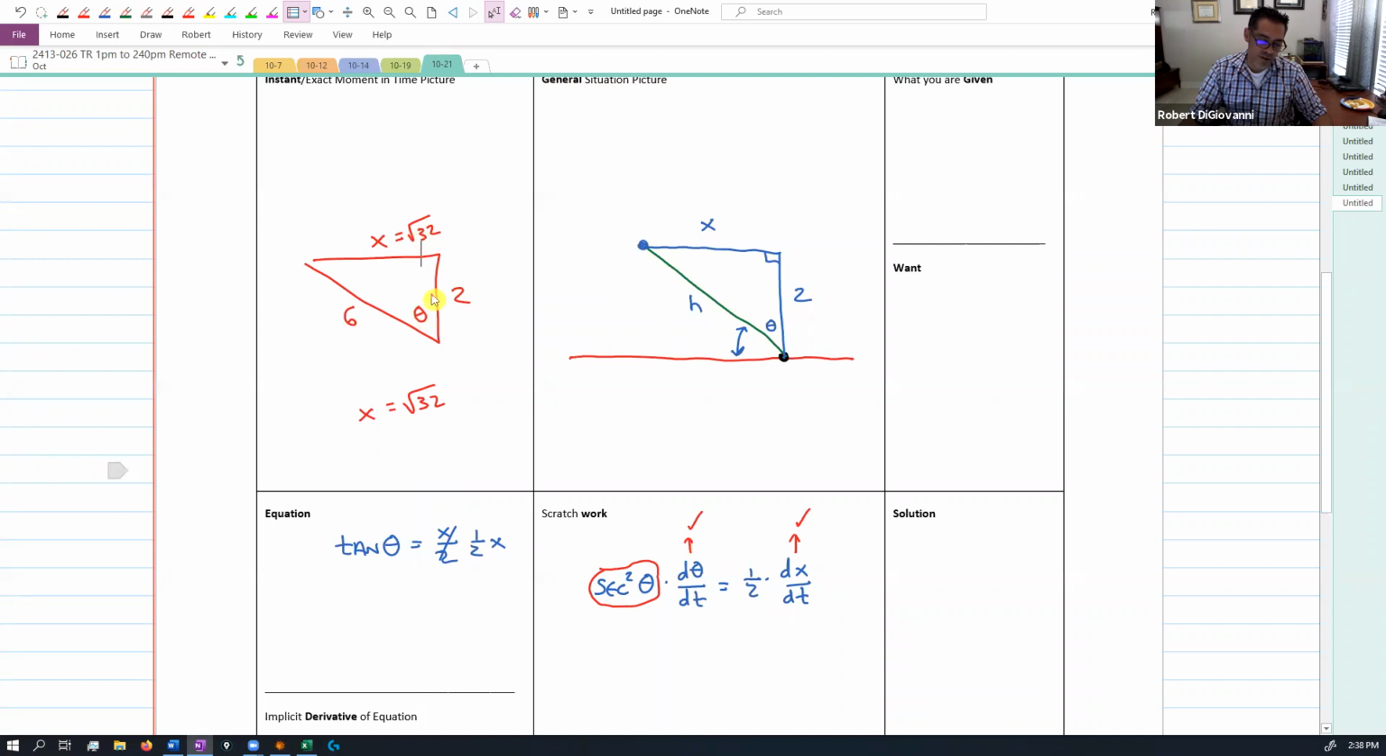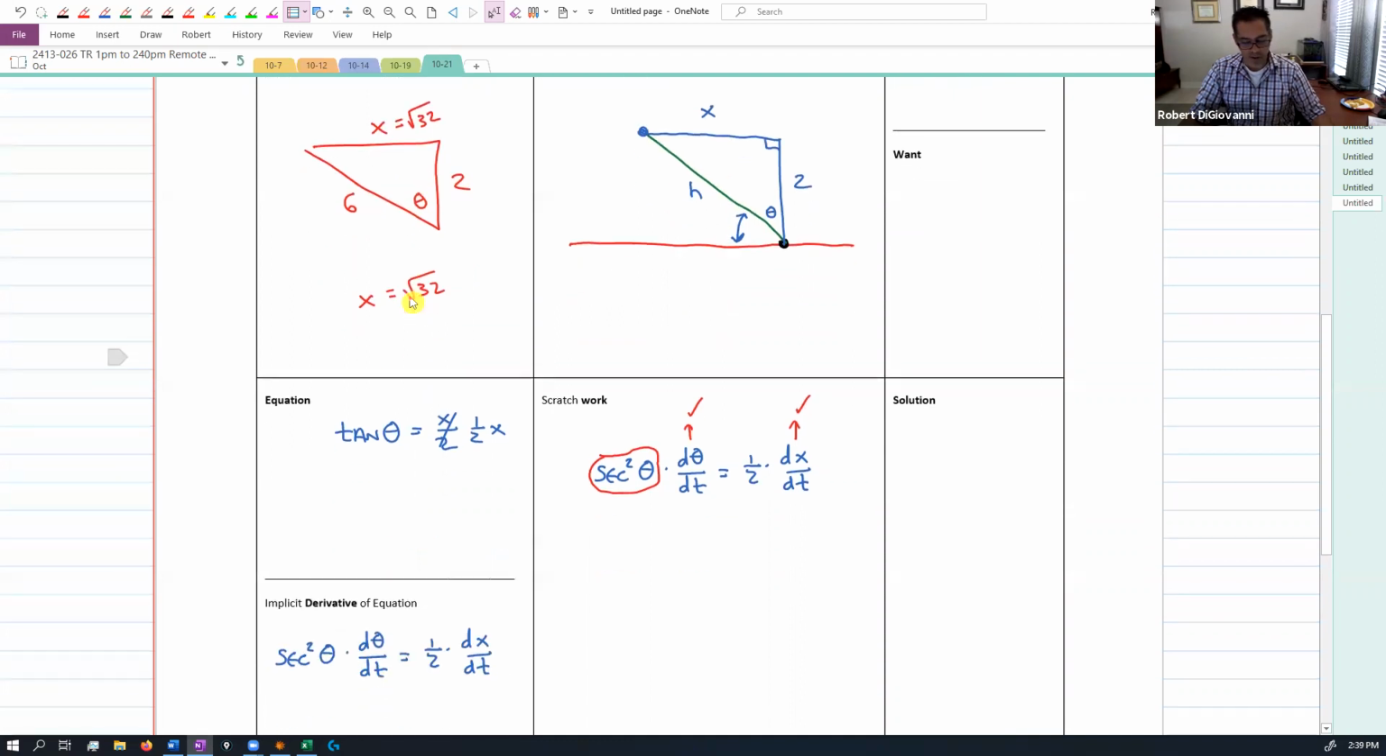Cosine is adjacent over hypotenuse. So that would be 2/6, so cosine is 2/6. Yeah, so secant would be 6/2, so 3. Which is 3, right? So this should be 9, shouldn't it be?